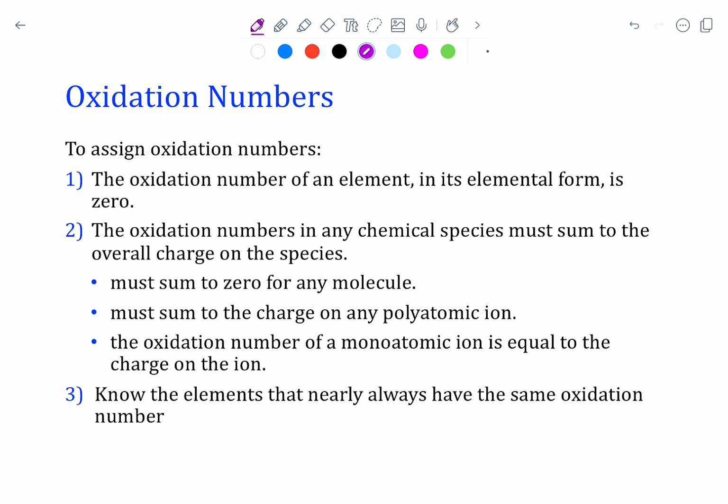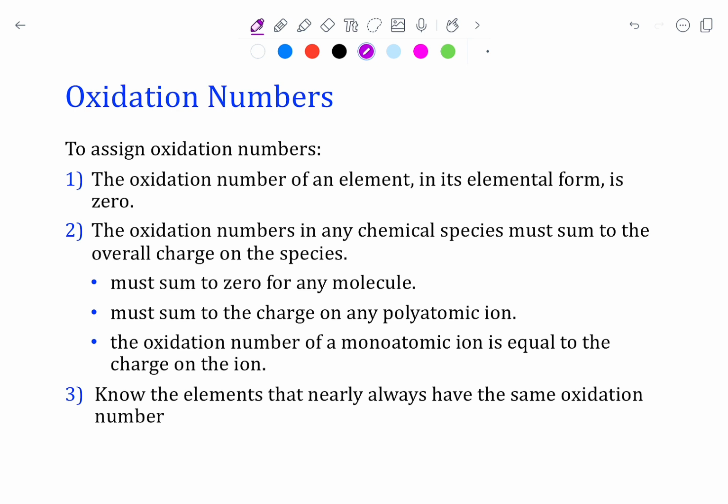So if the molecule overall has a neutral charge of 0, then all of the oxidation numbers, when added up, have to also equal 0. If there's a charge on that compound, so if there's an ion that's present, all of the oxidation numbers have to add up to that charge, positive or negative. You have to take the sign into account. And the oxidation number of a monoatomic ion is then equal to the charge of that ion.